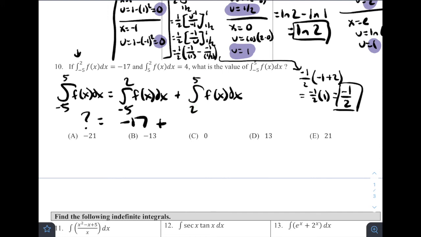Well, we don't have that, but we do have from 5 to 2. And we know that if we want to flip this, we want to switch those limits of integration, we can just make this integral negative. So instead of being 4, we're going to make that negative 4. So this negative 5 to 5 is going to be equal to negative 17 plus negative 4. Hey, that's going to be negative 21. That's our answer A for problem number 10.